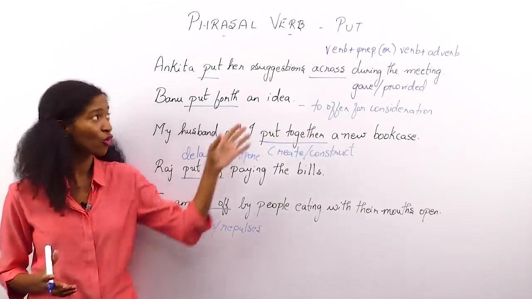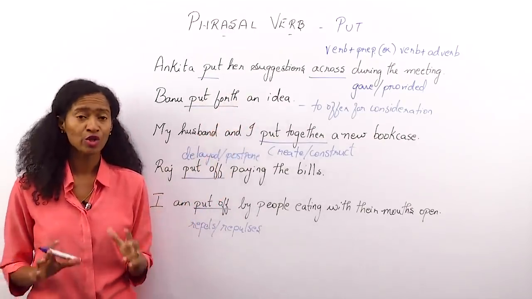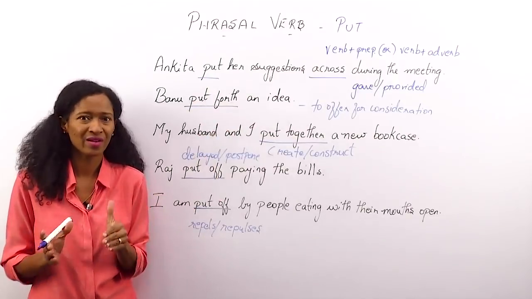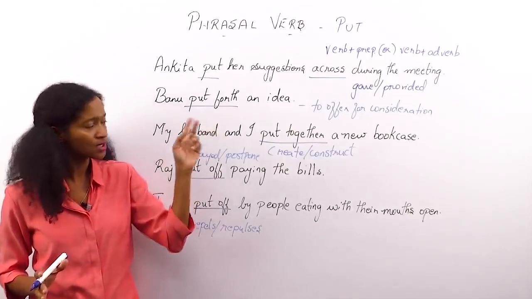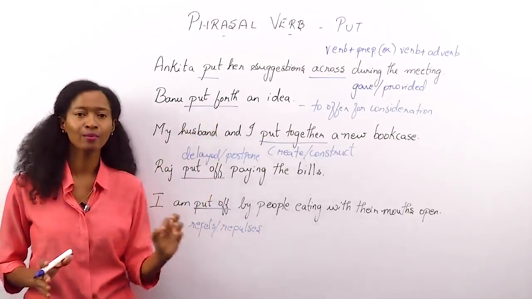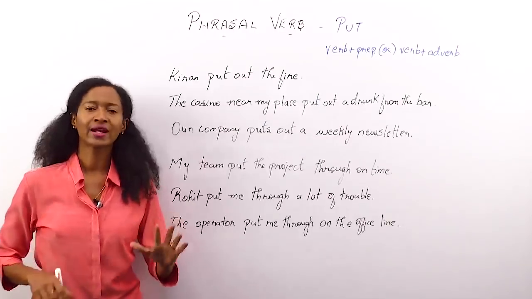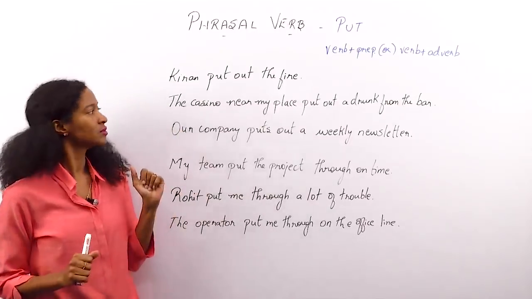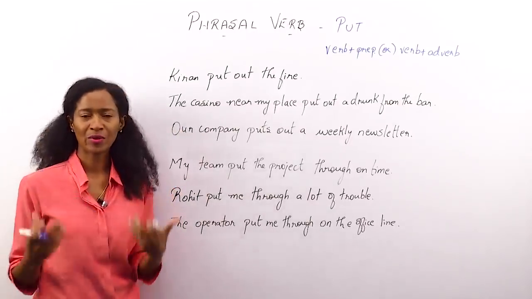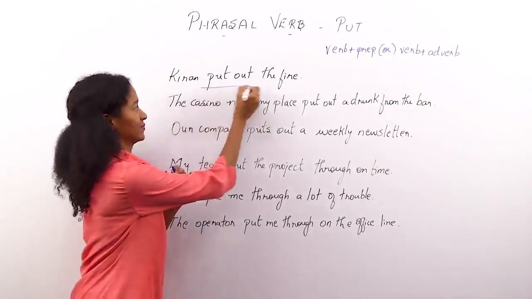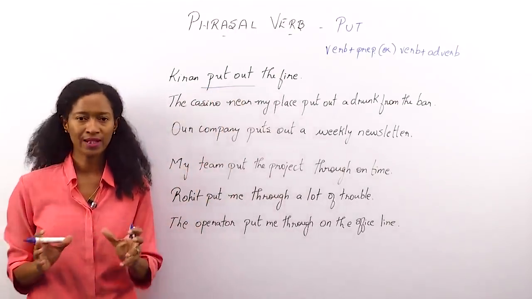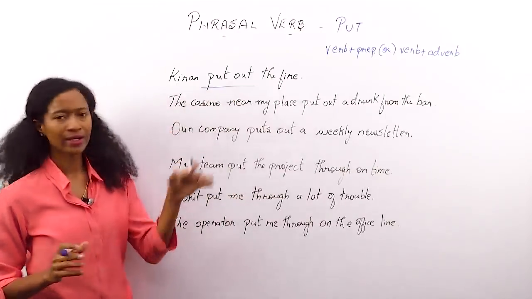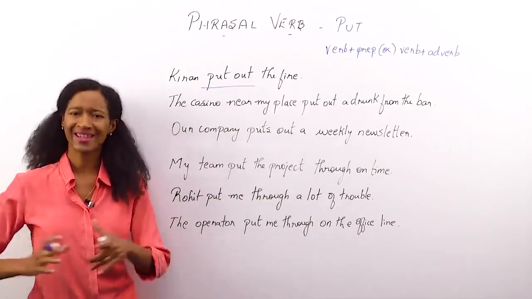Let's look at more contexts for the verb put. So far you've learned four phrasal verbs with regard to put: put across, put forth, put together and put off. Let's move on and take a look at our next set of example sentences. Kiran put out the fire. Are you able to identify the phrasal verb? Put out, a verb plus adverb combination, right? What can the meaning be here? He put out the fire, meaning he extinguished the fire.